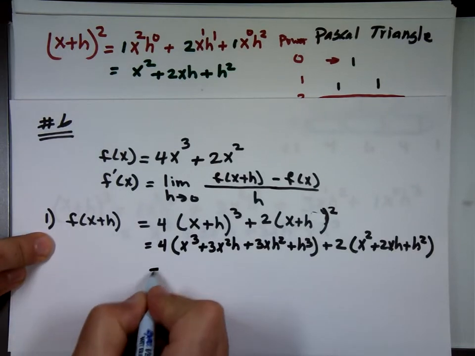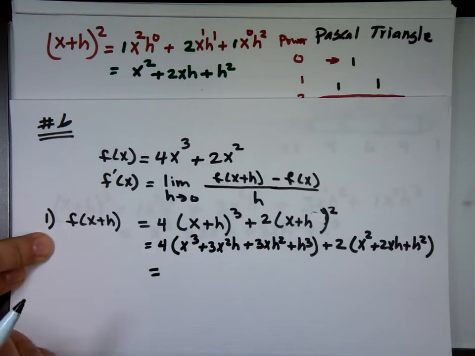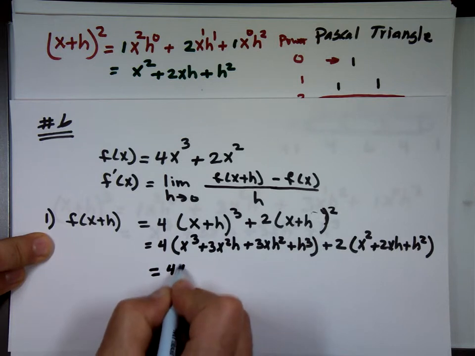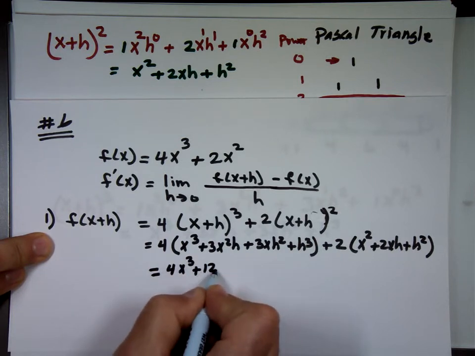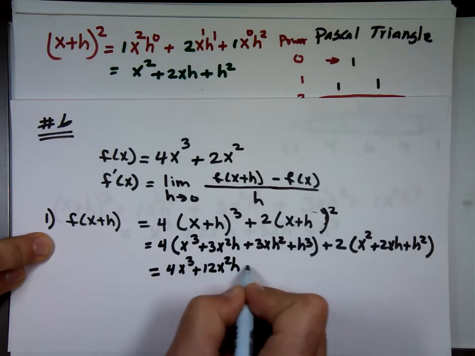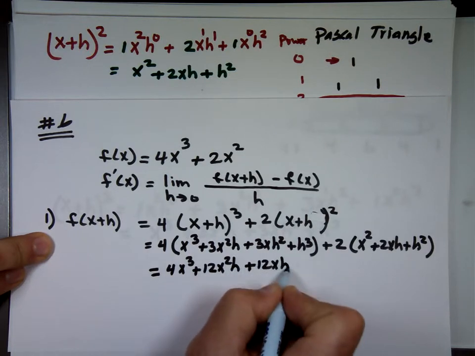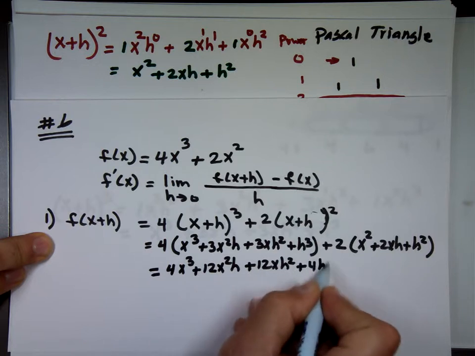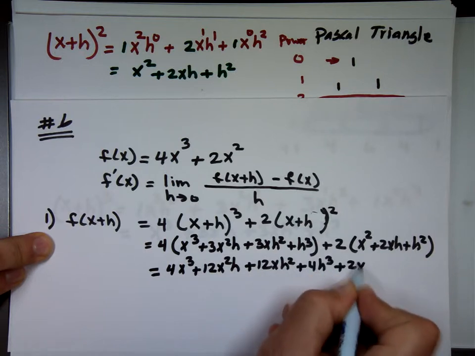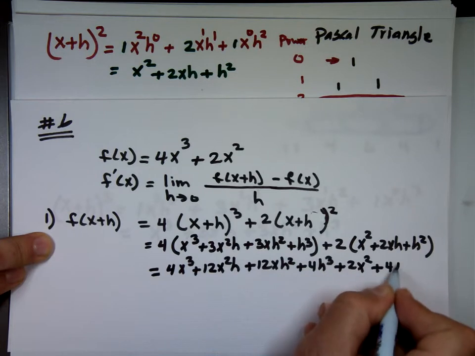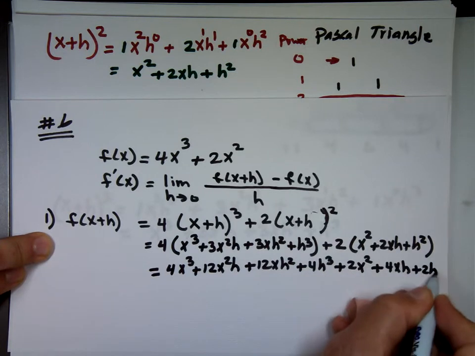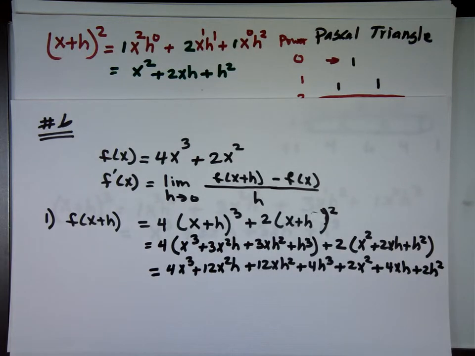And what do we have? 4x cubed plus 12x squared h plus 12xh squared plus 4h cubed plus 2x squared plus 4xh plus 2h squared. That's step number 1. The good news starts to shrink after that.